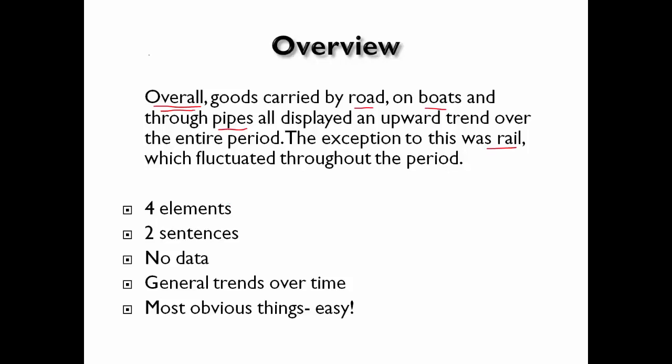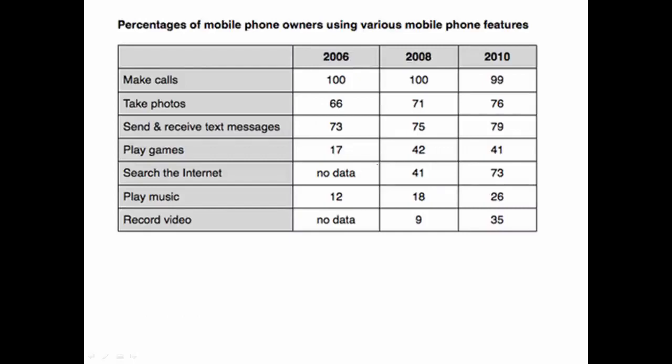That's it. You'll also notice that I have changed some of the wording. So instead of saying travel by water, I've said on boats, because to travel by water you have to go by boats. And instead of pipeline, I've said through pipes. So I've just changed the language a little bit, which is always good to do. So let's look at this question.